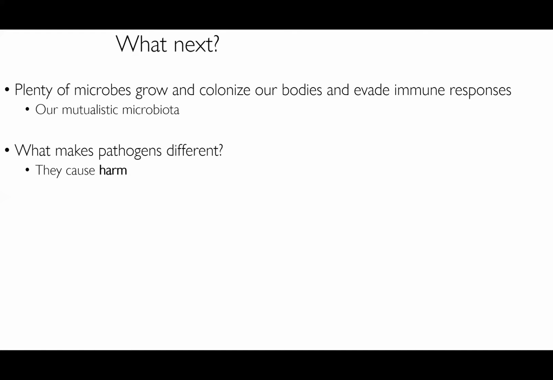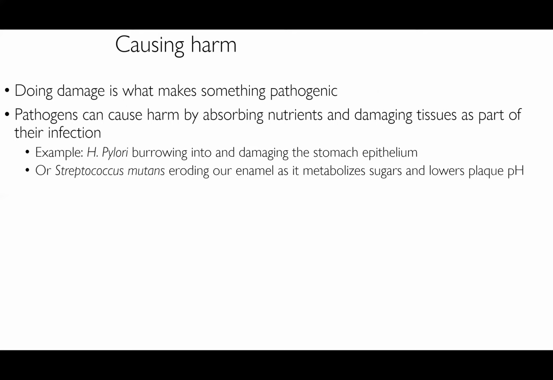The key here is that they cause harm, whereas your host microbiome does not cause harm. And so doing damage is what makes something pathogenic. You can't die from a pathogen unless it damages your body in an irreplaceable manner. Pathogens cause harm by absorbing nutrients and damaging tissues as part of their infection. For instance, Helicobacter pylori is what causes ulcers, and it burrows into the epithelial tissue of your stomach, causing damage, eventually leading your stomach to develop ulcers or holes. As you can imagine, if you have a hole in your stomach, that's not particularly good for you.